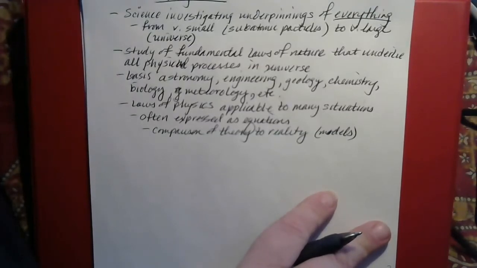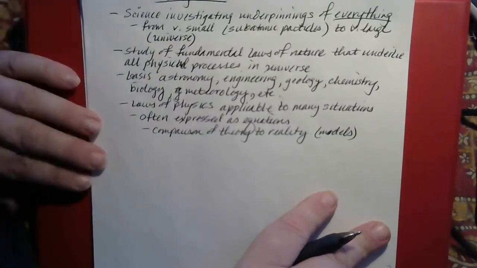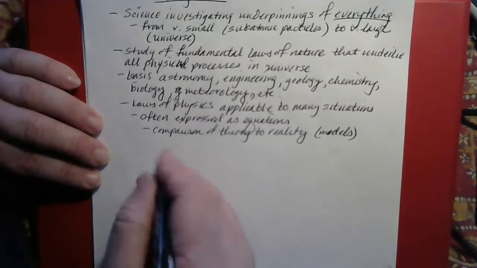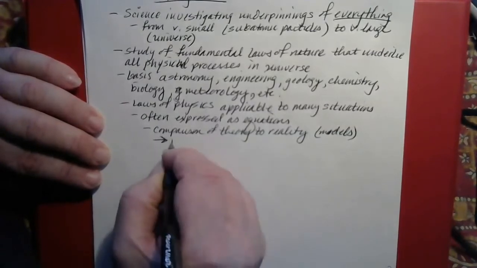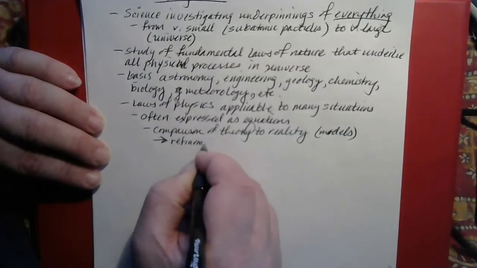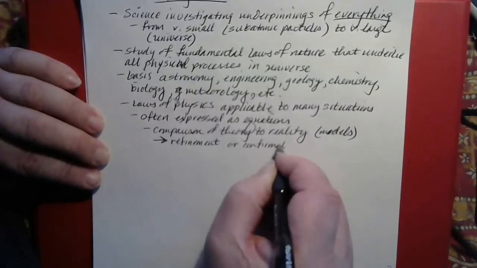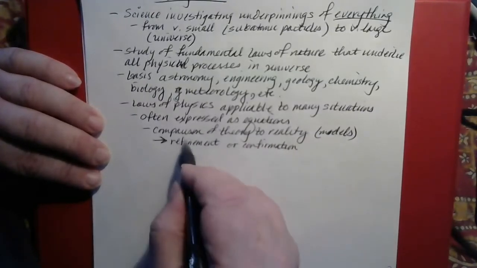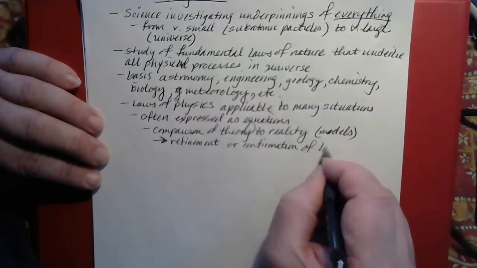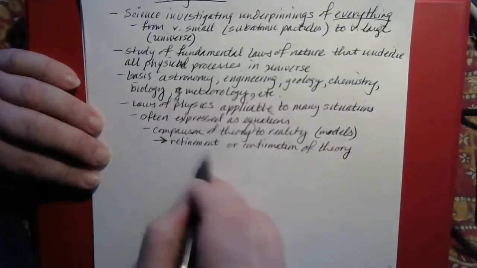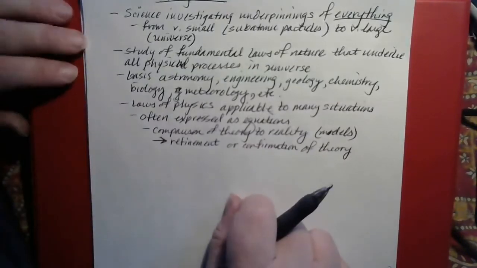Like the models of the atom. Most of the models of the atom that we use in chemistry and sometimes in physics are not totally accurate, but they're accurate in terms of certain aspects that we want to emphasize at certain times. And that comparison of theory to reality can result in either a confirmation of the theory or refinement of the theory.